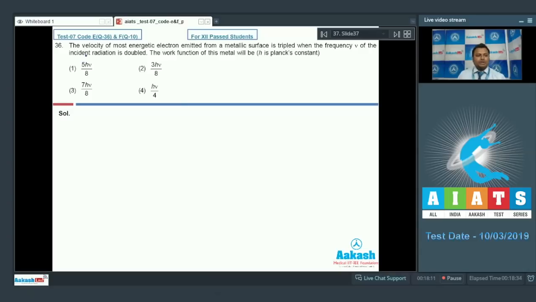So here we are having question number 36. Velocity of most energetic electron emitted from a metallic surface is tripled when the frequency nu of incident radiation is doubled. The work function of metal will be what, given that h is the Planck's constant. Now we know very well that the kinetic energy is half mv square. If we triple the speed, kinetic energy will be 9 times.